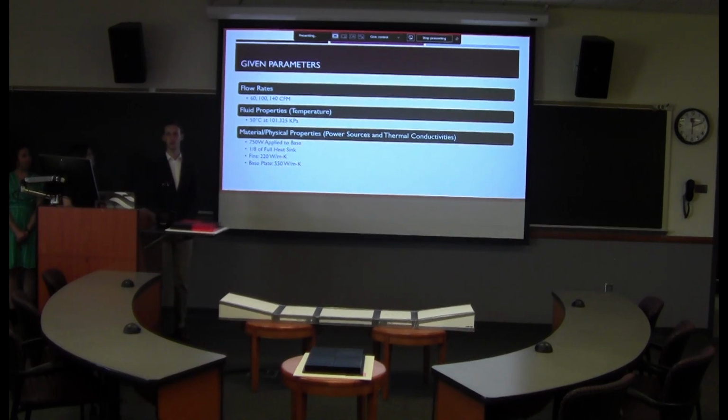Now, some of our material and physical properties. As I said before, we didn't have much computation power, so we ran all of our models in 1/8 sections. This allowed us to get a good comparison between the different designs that we had. Also, we applied 750 watts to the base of all these designs to try and stay uniform across them, so that we can get, again, that comparison between the different designs. Now, BPMI gave to us the different material properties. For the fins, there was a thermal conductivity of 220 watts per meter Kelvin, and a base conductivity of 550 watts per meter Kelvin.